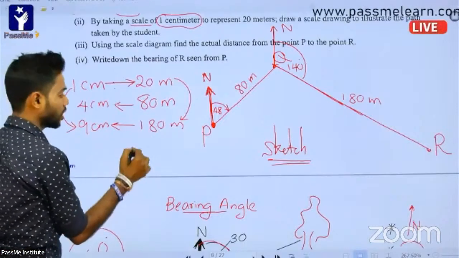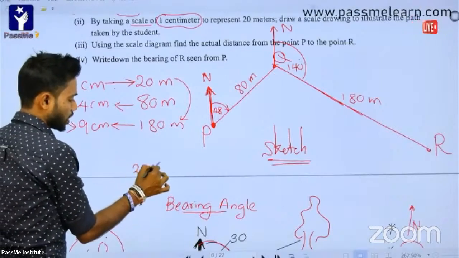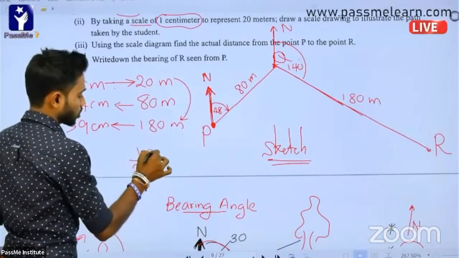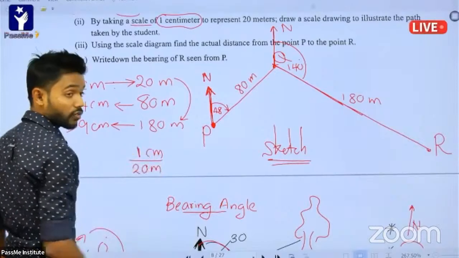20 meter will be represented on the paper as 1 centimeter.